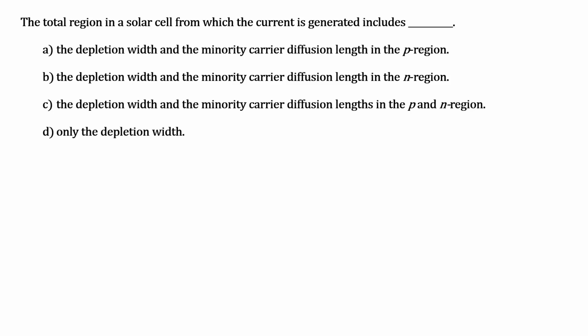So the total region in a solar cell from which current is generated includes, like you can see, four options: depletion width and minority carrier diffusion length in P region, depletion width and minority carrier diffusion length in N region, depletion width and minority diffusion lengths in P and N region, and only depletion width. Out of these four options, you have to find out the region in a solar cell from which current is generated. Three of you, please take sufficient time and then come up with your answers.